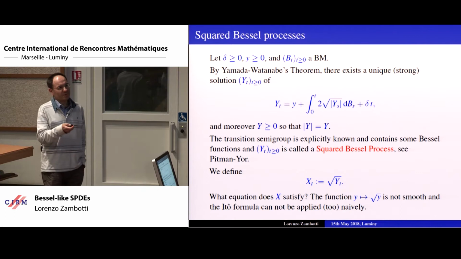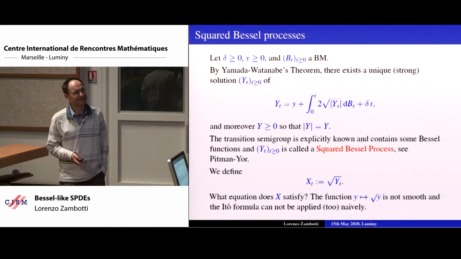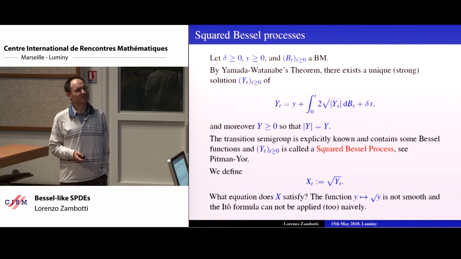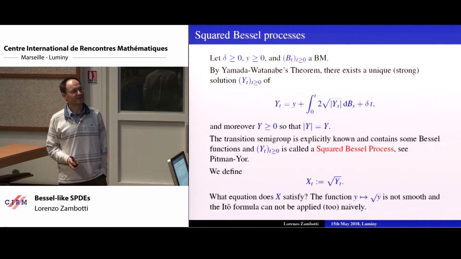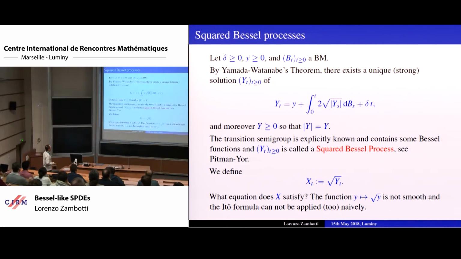Then this is the SDE. By Yamada-Watanabe's theorem, since the diffusion coefficient is at least 1/2 Hölder, you have existence and uniqueness of a strong solution. And moreover, it turns out that the solution is always non-negative, so you can forget the absolute value here.